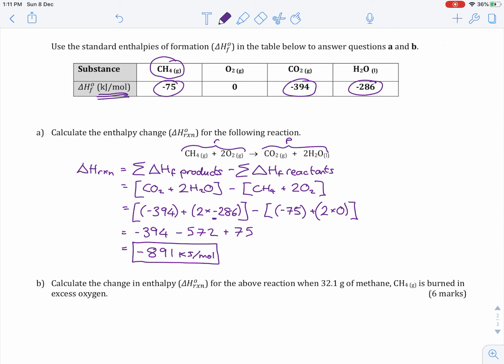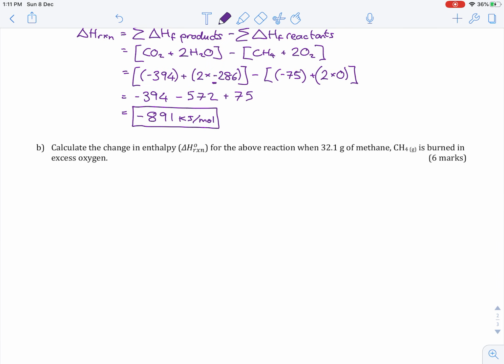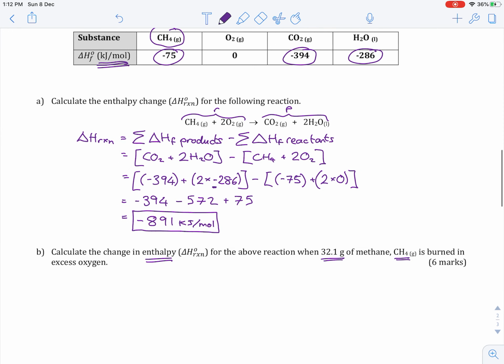Then we can go ahead and look at question B. Calculate the change in enthalpy for the above reaction when 32.1 grams of methane is burnt. So you're looking at enthalpy, methane, and you're starting off with a mass. You've got your equation, and from this equation, you've got your link that 1 methane, CH4, has a delta H of minus 891 kilojoules per mole.